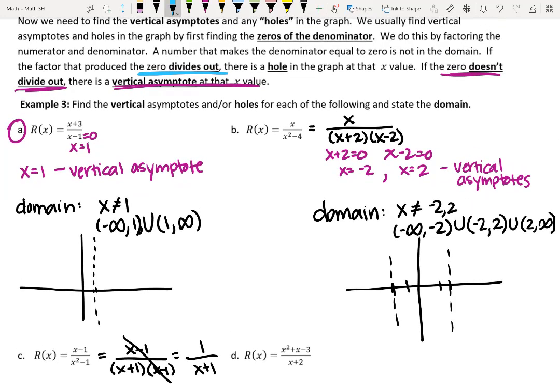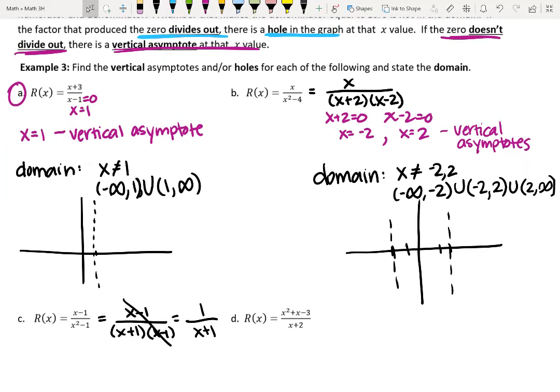going to be in this zeros divide out. It is a hole in the graph, not just a vertical asymptote, it's a hole in the graph. All right, which means that that hole has to be at the x value of +1. That's what makes that factor equal to 0, +1.